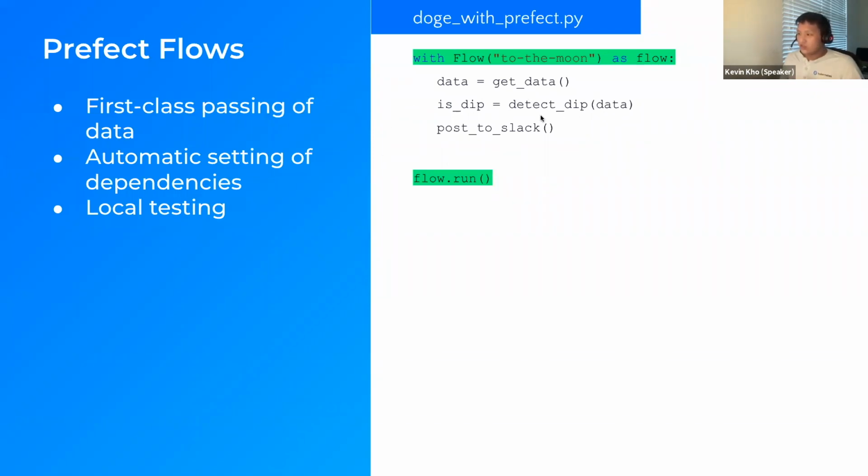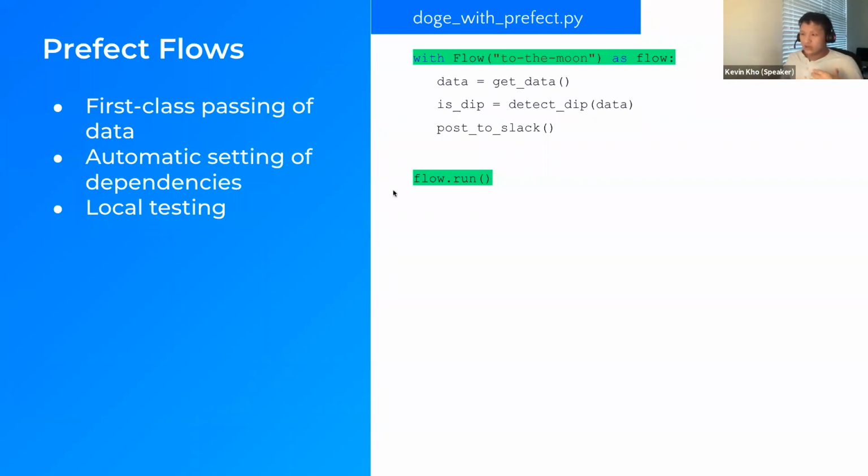Number 2 is that there's an automatic setting of dependencies. So when you pass data to this detect dip task, detect dip will realize that get data is an upstream task. And so Prefect will create the execution DAG for you.